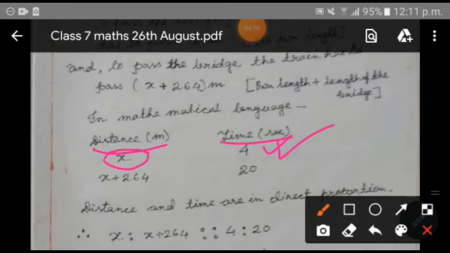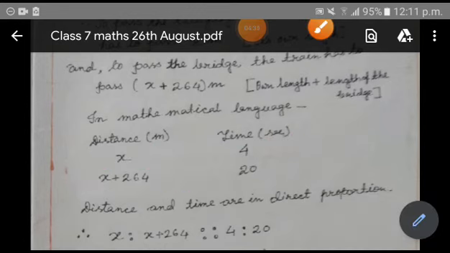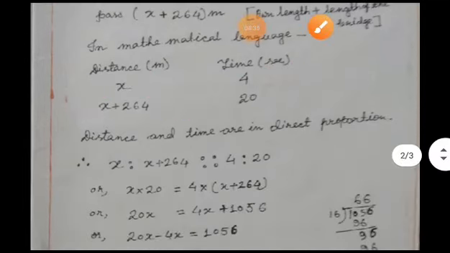So what will be, now here it is given that x plus 264 meters distance is covered in 20 seconds. Now you need to find out the value of x. Use the proportion method. You know that time and distance are in direct proportion. So here both are written downwards, that x is to x plus 264 is proportionate to 4 is to 20.